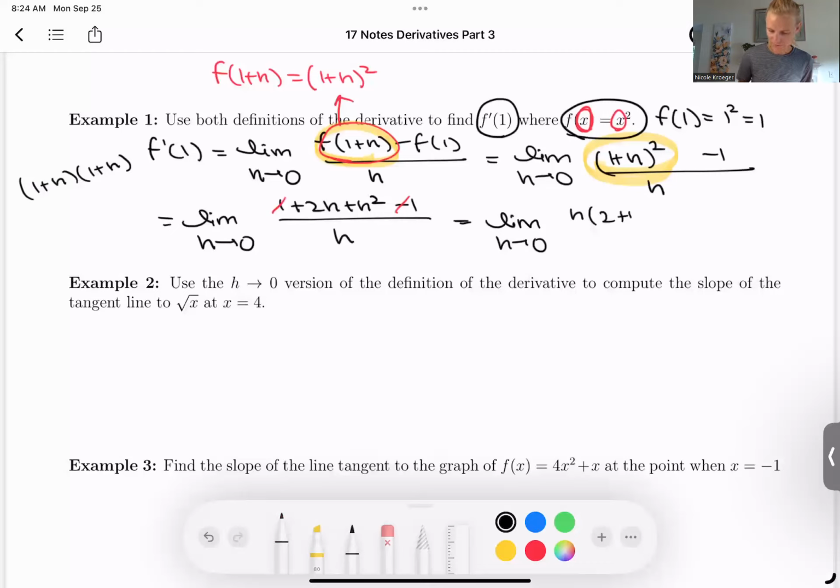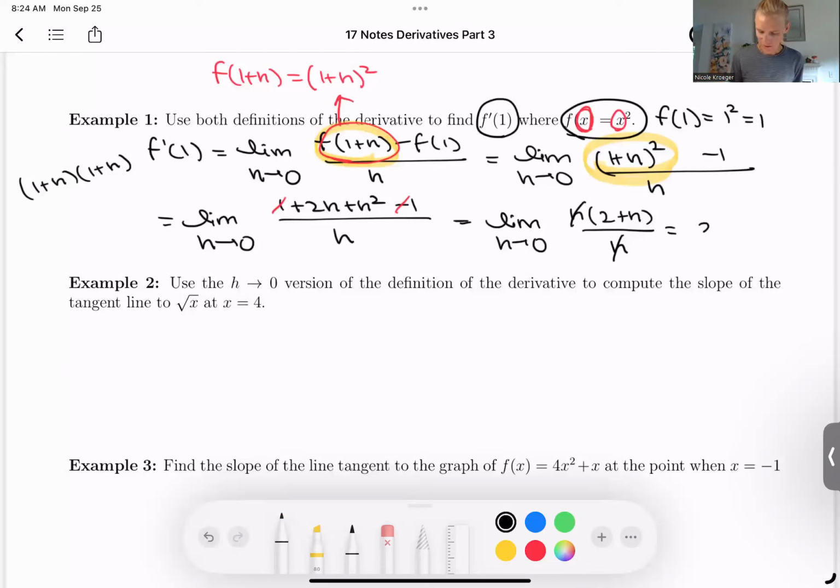On the test, several of you made a mistake about not factoring that h out. So make sure you factor that h out. You can't just cancel one of these h's out because of the addition. We can cancel this h out now because that h is being multiplied by the 2 plus h.